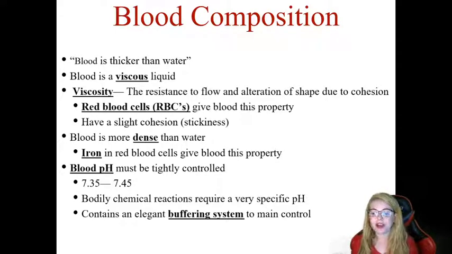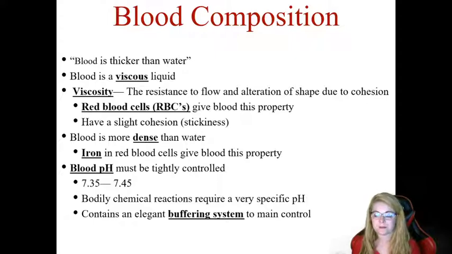But when we talk about blood as being viscous, we're talking about the viscosity or the resistance to flow, and an alteration of the shape due to cohesion. You guys have poured water out of a glass before. You've also probably had a cut that was dripping blood. So you've seen that blood is definitely thicker than water. And it's the red blood cells, which are commonly abbreviated RBCs, that give blood this property. The red blood cells have a stickiness to them or a slight cohesion, which is what gives that thickness to your blood.